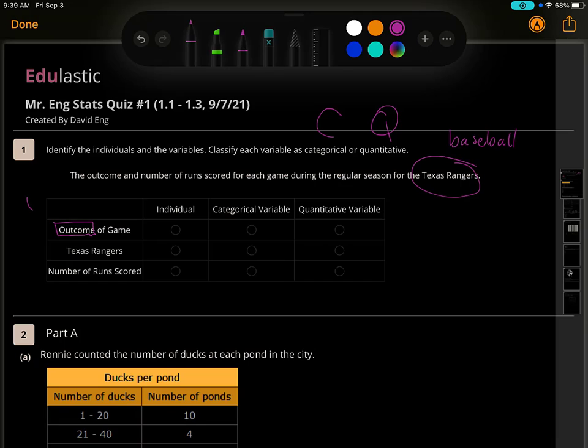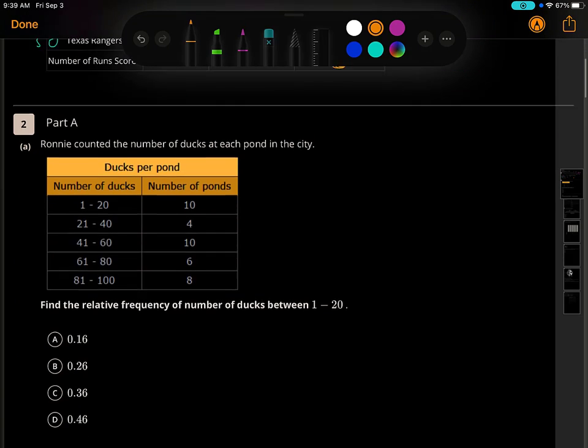Outcome of the game. So this is just a win or a lose. The words win and lose are words, so that would be a categorical. The Texas Rangers, well, there's, I'm going to guess 30 teams in Major League Baseball. So if there's about 30 teams, then they are an individual team. And then number of runs scored, let's just say, the Angels score 6, Dodgers score 1. That is a quantitative. Those are 1 point apiece.